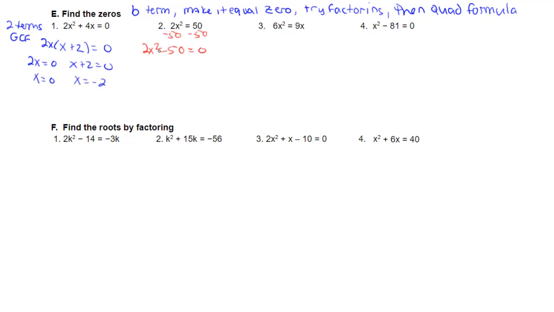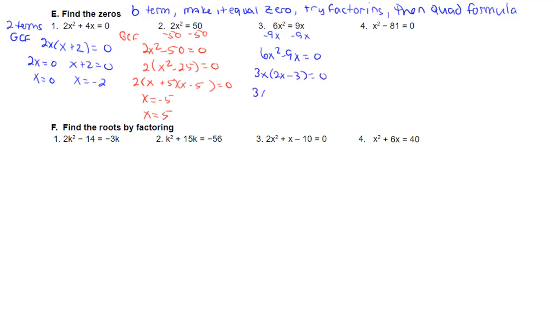In this one, we got to make it equal to 0. Find the GCF, which is going to be 2. We find out x squared minus 25 can be factored again because it's the difference of 2 squares. And then we find our 2 x's are 5 and -5. We get it equal to 0. We look for a greatest common factor, and then we make each factor equal to 0, giving us 0 and 3/2.